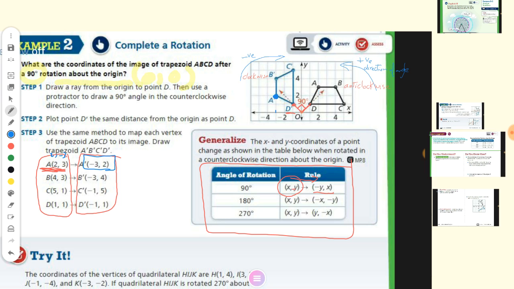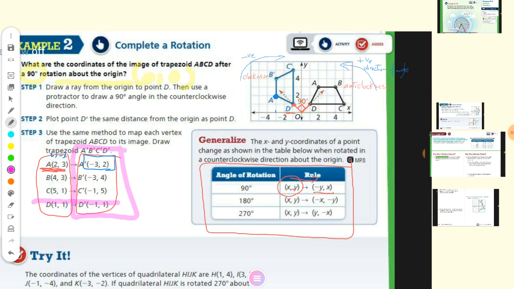Okay, what about B dash? Change the sign of y, change x with y, so it will be negative 3 and 4. C, change the sign of y, change x with y, so it will be negative 1 and 5. D, change the sign of y, change x with y, it will be negative 1 and 1. This is a new point with this rule.